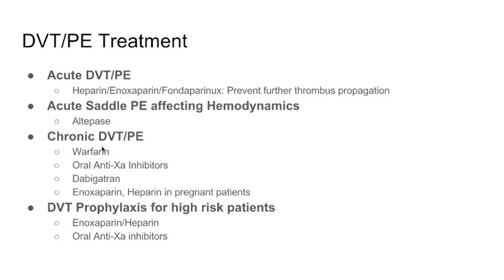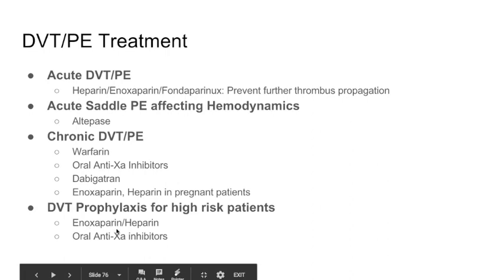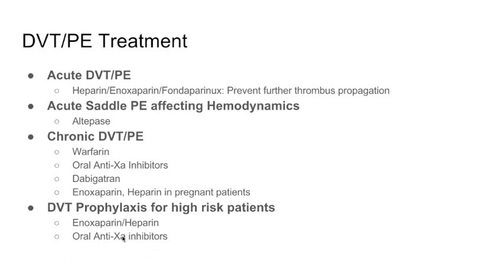For chronic DVT or PE, you can give them really any of the anticoagulants. So warfarin, oral anti-10A inhibitors, dabigatran. Or if a patient is pregnant and can't take any of these, you can give them enoxaparin or heparin. Sometimes you might need to give prophylaxis to patients for DVT. So patients that are immobile or have high risk of getting a DVT because of surgery or whatnot, you can give them enoxaparin or heparin or the oral anti-10A inhibitors.